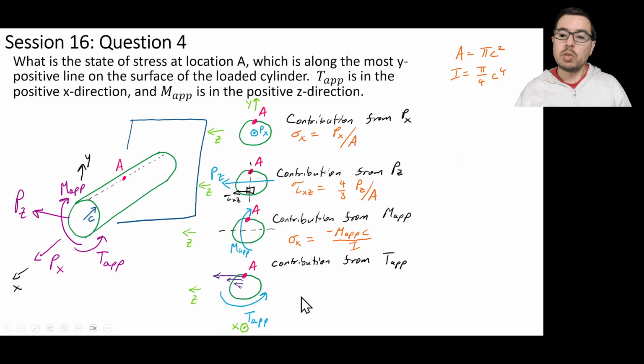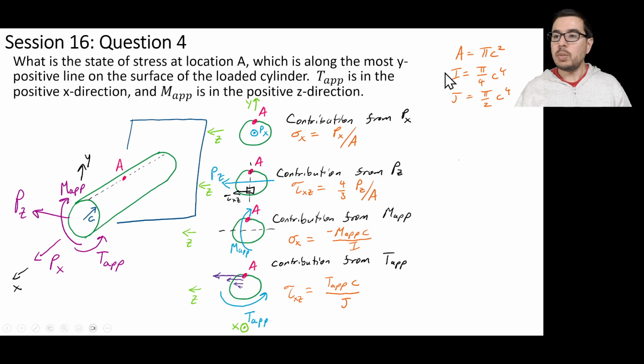So this transverse shear stress is interesting in that it's acting on the x face again, and it's acting in the positive z direction. Okay? So tau xz will be T_ap times rho, which is equal to c, all over J. J is going to be equal to pi over 2 c to the fourth.